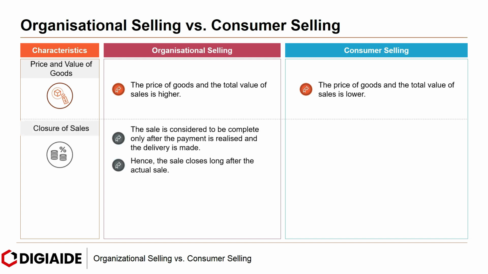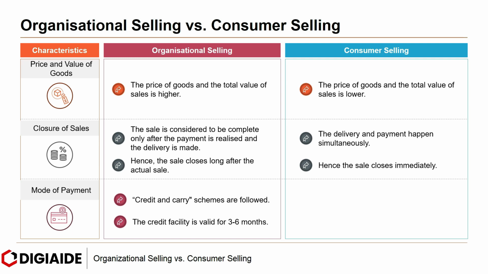Moving on to the closure of sales. In organizational selling, the sale is considered to be complete only after the payment is realized and the delivery is made. Hence, the sale closes long after the actual sale. In case of consumer selling, the delivery and payment happen simultaneously. Hence, the sale closes immediately. And finally, the mode of payment. Credit and carry schemes are followed in organizational selling. The credit facility is valid for 3 to 6 months depending on the deal. Whereas in case of consumer selling, cash and carry schemes are followed.